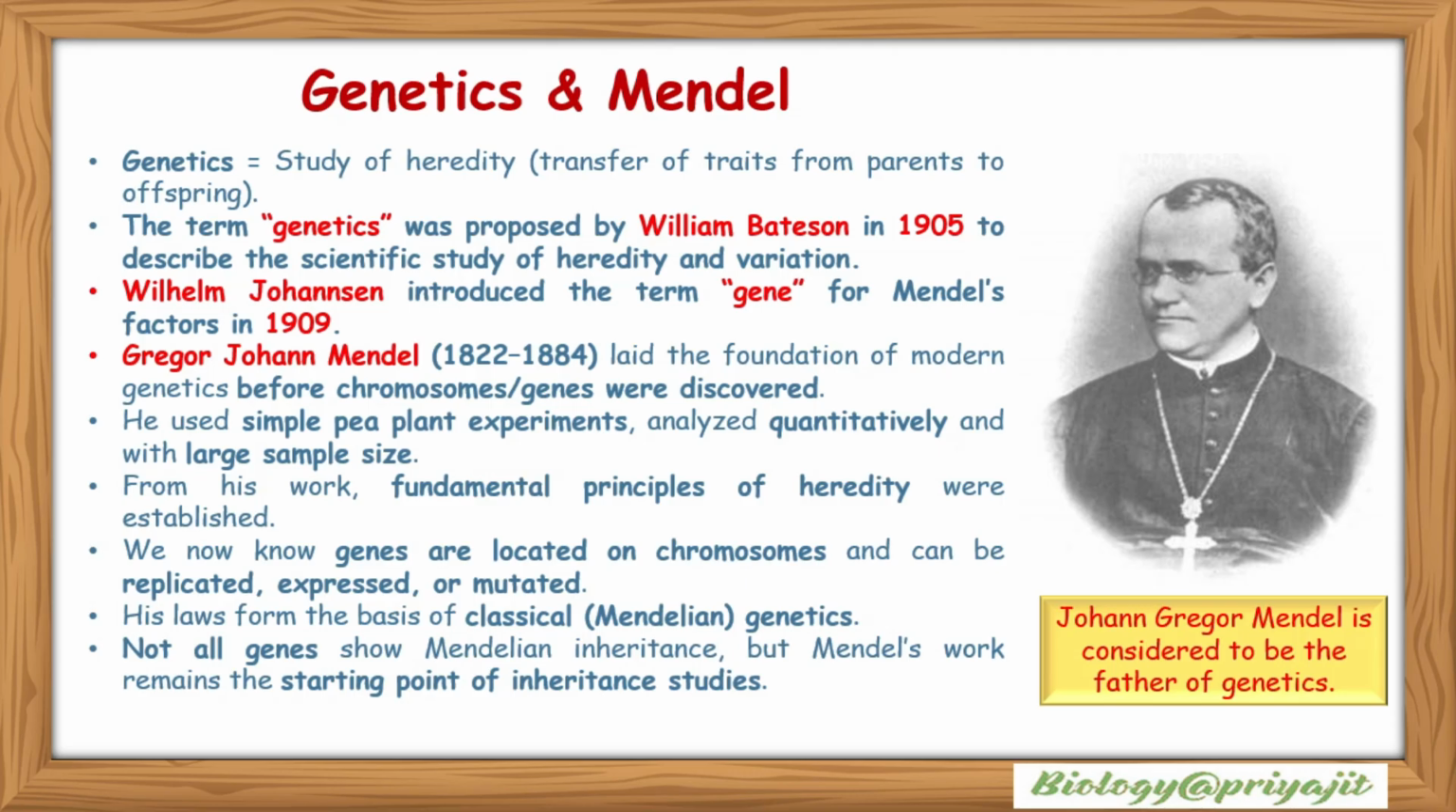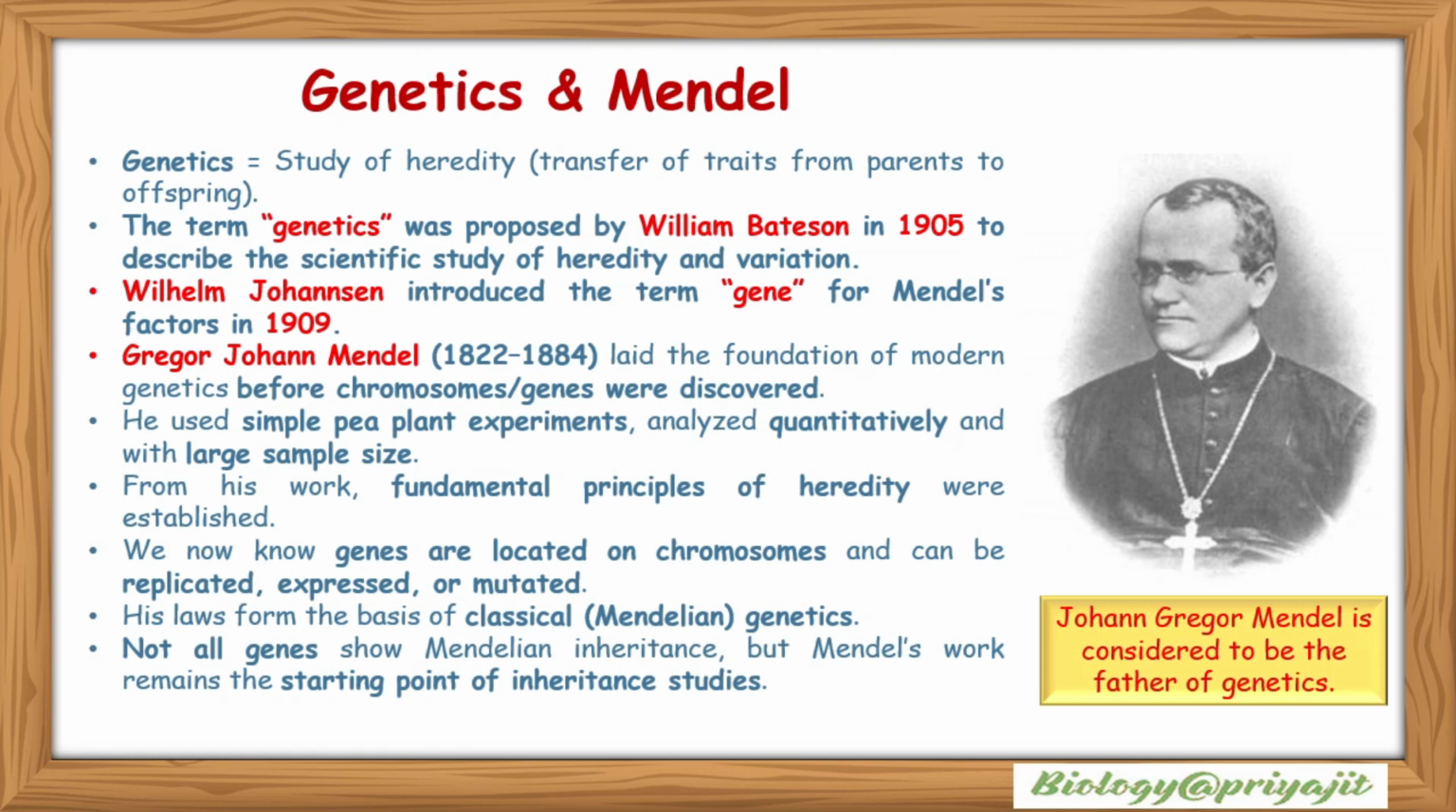So, at the time of Gregor Johann Mendel, there was no term as genetics, and some students thought that the genetics term was originated from the term gene, but that's not the case. William Johannsen introduced the term gene for Mendel's factors in 1909. So what we find here is that the word gene comes after the term genetics was proposed. Genetics was proposed in 1905 and the gene was proposed in 1909. So the word genetics is a derivative of the word gene.